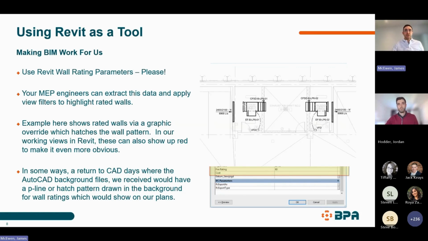So just a quick example here where we applied a hatch pattern to our black and white drawings. So the exhaust air shaft there, it's rated, it gets the pattern. We can very clearly see where on our drawings the ratings exist. And then the other walls that are beside it for those fan rooms, they don't have any of that hatching pattern because they don't have ratings to them.